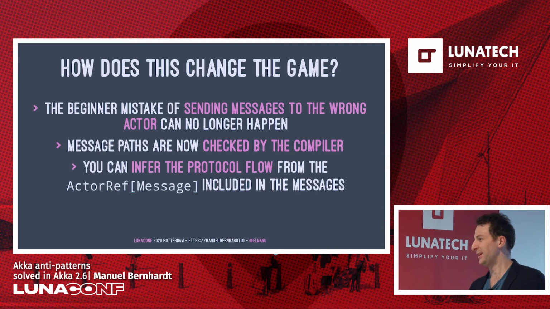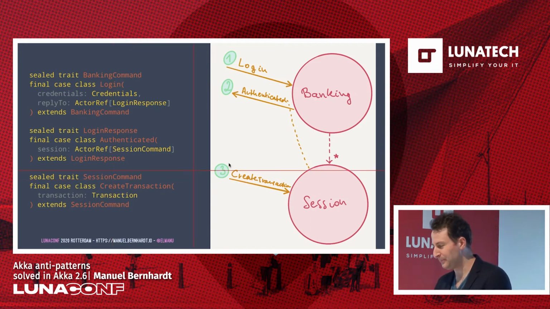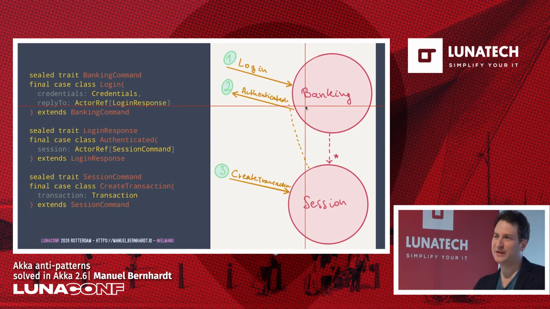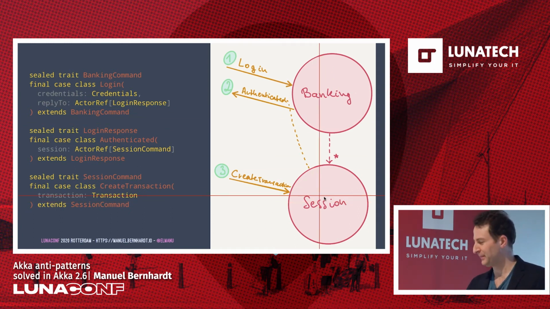But the nicest thing, and this is another example I'll show you, is that you can infer the intent of the protocol. You can read the story of the protocol, what it wants you to do with your actor system, just by looking at the trail of these actor references and the messages. So let's look at another example. I have two actors here. A banking actor, that's sort of the entry point, the API to your banking system, and then a session actor that it creates. So let's say you log in, you create a session.